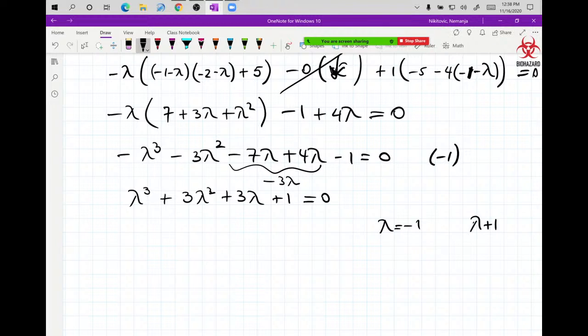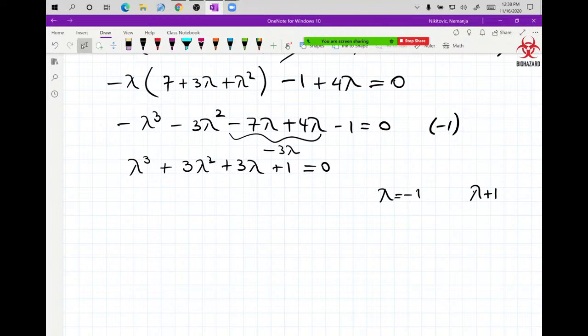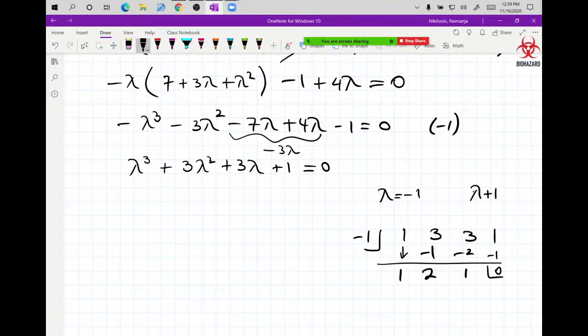Okay, let's see. So now I can divide lambda plus 1 into the whole. Lambda cubed plus 3 lambda. Oh, I can do the synthetic division. It's a linear factor. So -1, and then I have 1, 3, 3, 1. So copy 1, that's a -1, that's a 2. That's a -2 gives me 1, and then -1 gives us the 0 at the end. So 1, 2, 1.